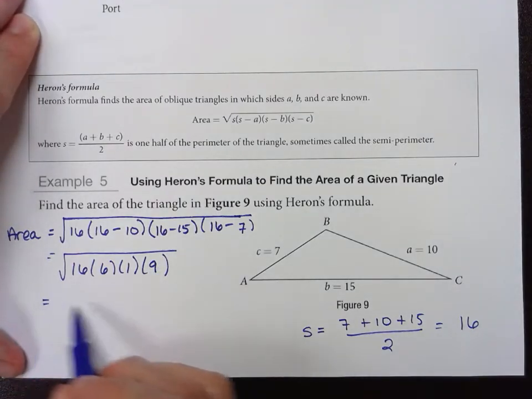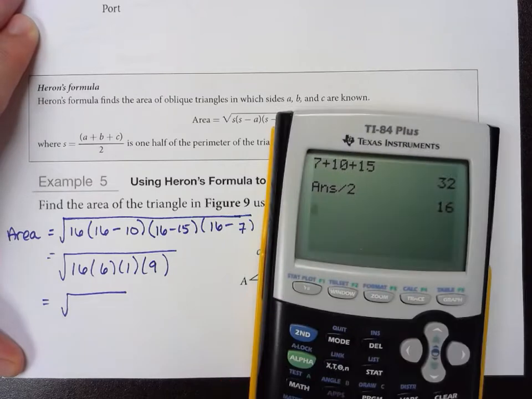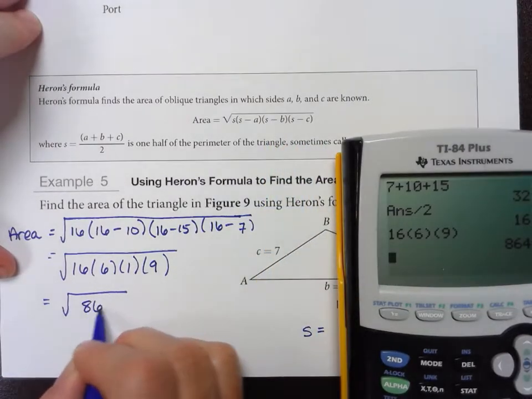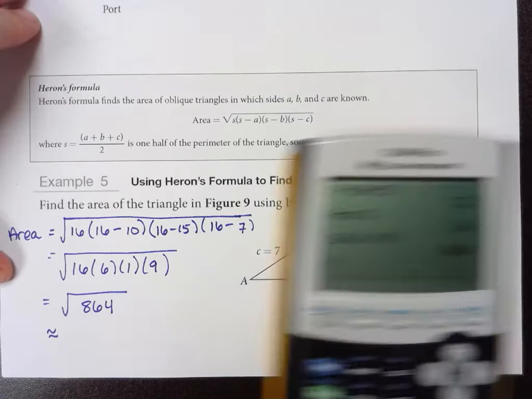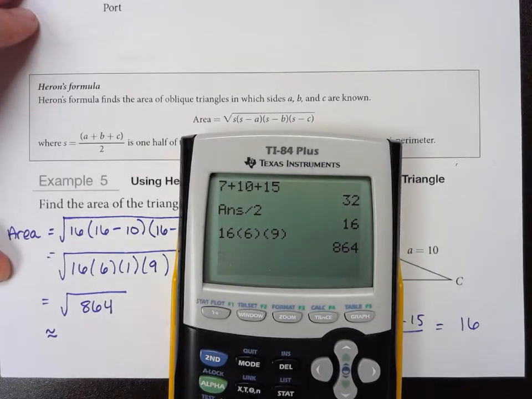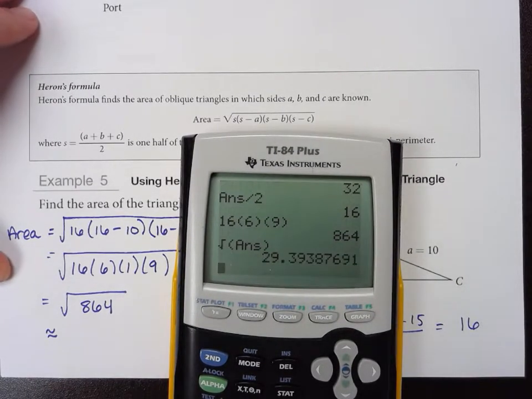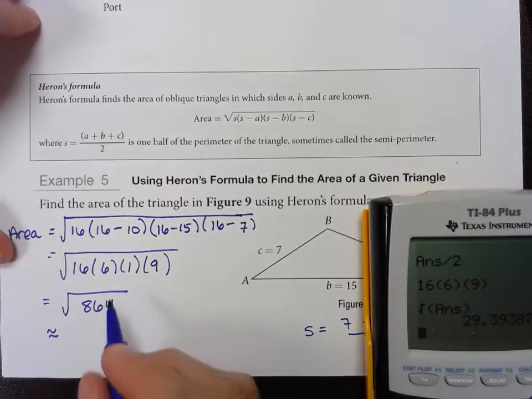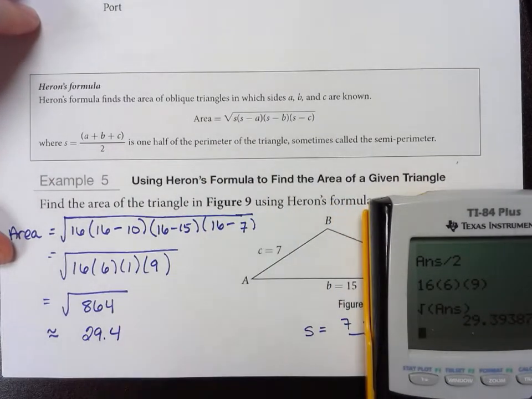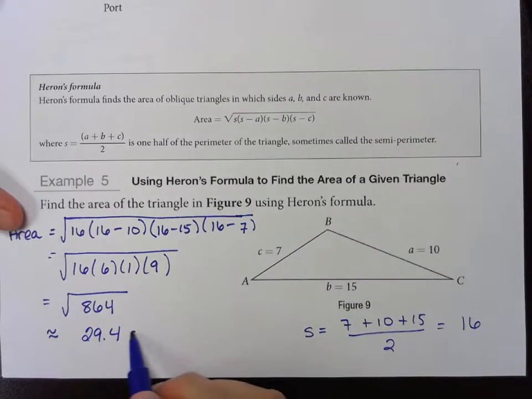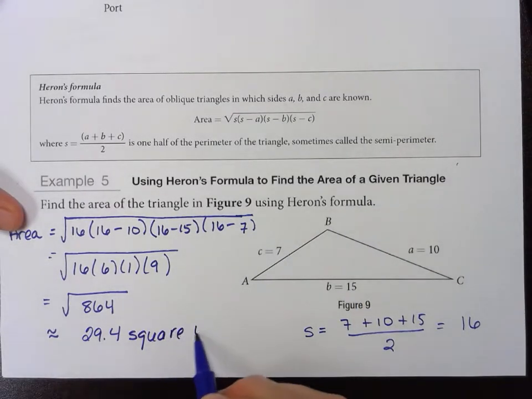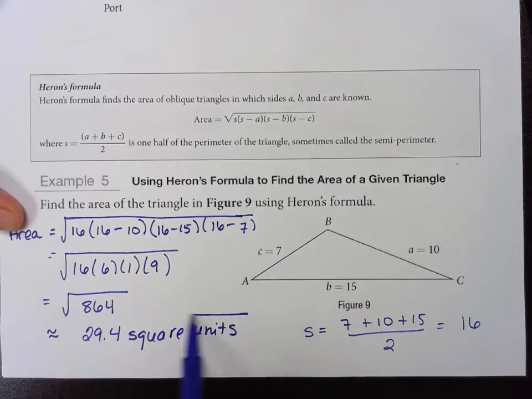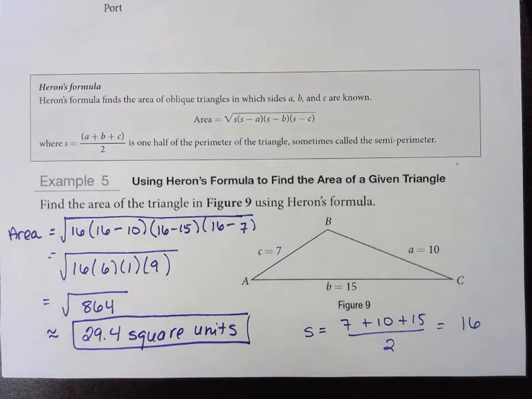Okay, so what do we get? The square root of something. 16 times 6 times 9. 864. Which is approximately how much area? 29.4. Now remember, we're looking for area, which means we're dealing with square units. So if all of our sides had been given some sort of unit like inches or meters or something like that, you would have square inches or square meters.